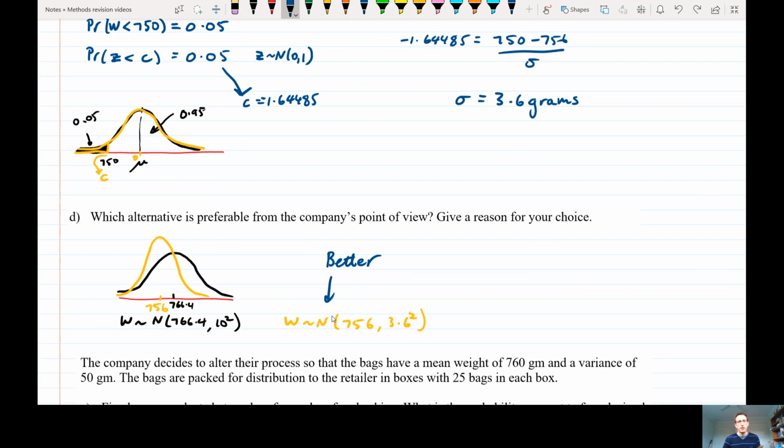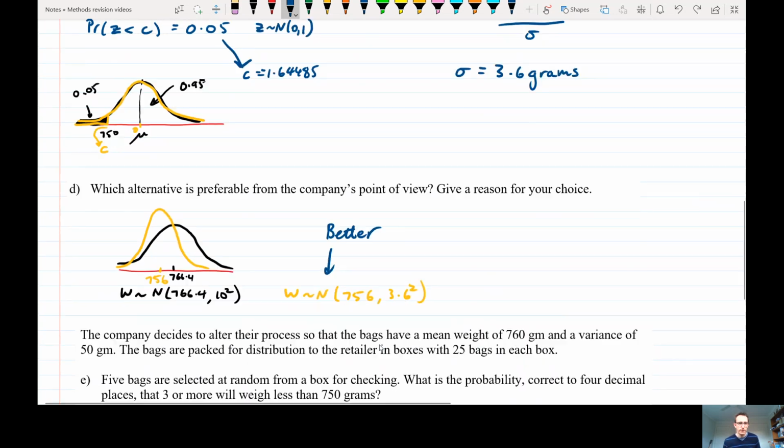So fewer packages are going to be bigger than 756, because remember above the mean is 50%. So with this one, 50% of them are going to be bigger than 766, whereas with this one, 50% is bigger than 756. So this one's going to cost them a whole lot more. And in terms of spread, it's going to be more consistent. A much smaller value means more consistent for the company and for its purchases. So the yellow one is better for those reasons.